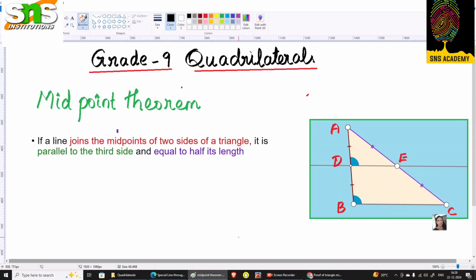Hi everyone, here is the midpoint theorem. We are going to prove it by using GeoGebra. So under the chapter quadrilateral, we are going to prove the midpoint theorem.